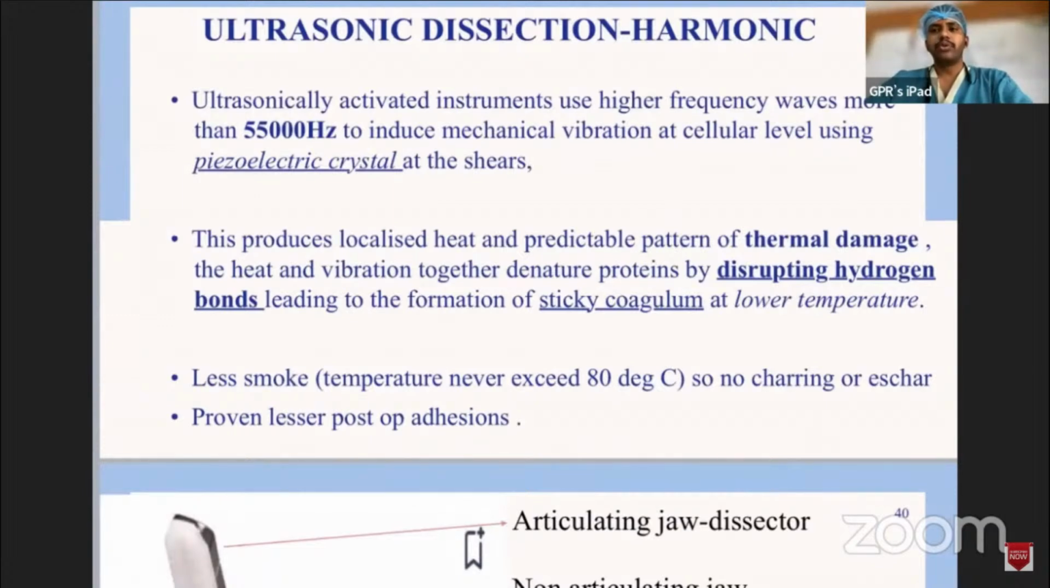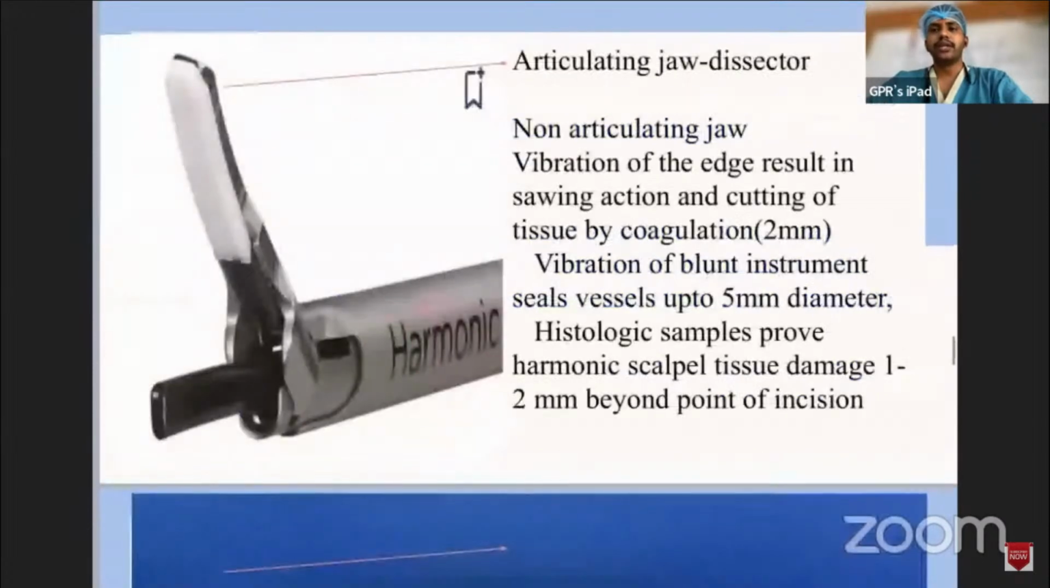It uses a waveform of more than 55,000 hertz produced by the piezoelectric effect at the tip of the active shear. This disrupts the hydrogen bonds within the tissue and produces a sticky coagulum at lower temperature. The temperature produced by the Harmonic will not be more than 80 degrees centigrade, and it produces comparatively lesser sharing as well as lesser smoke. The amount of post-operative adhesions is also comparatively lower. This is the articulating jaw in the upper, and the lower is the passive or non-articulating jaw, which is nothing but an insulator. So in a Harmonic, only the active jaw will be moving, not the passive jaw.